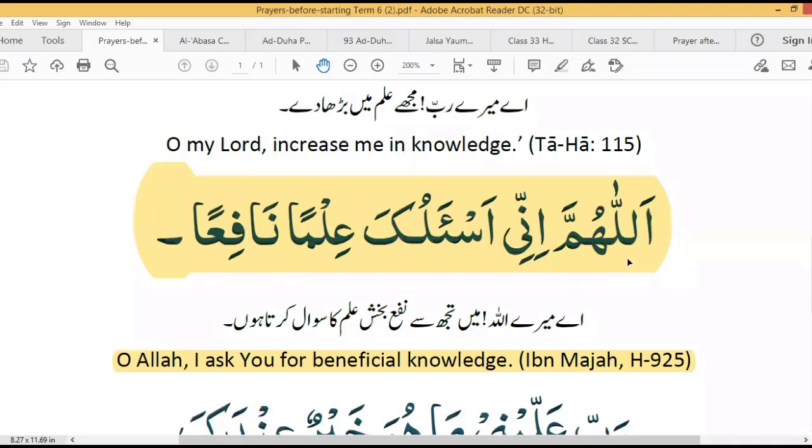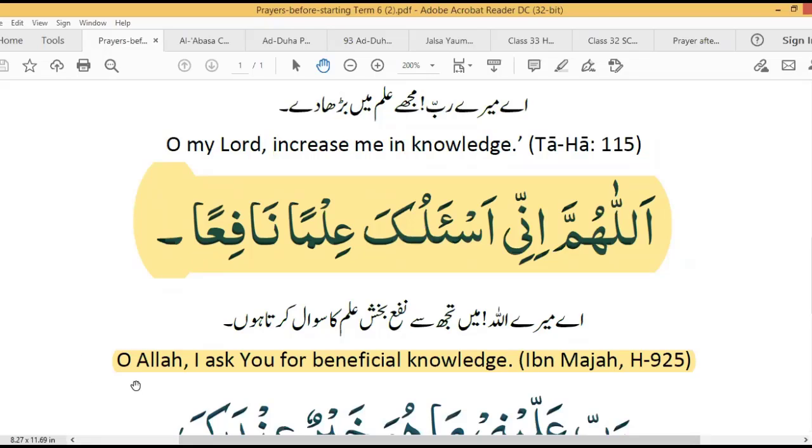Yeah, so it's this verse over here. Allahumma inni as'aluka ilman nafi'a. Okay, excellent. Well done. But at the end over here, remember to elongate. So we're going to say nafi'a. Excellent. Well done.